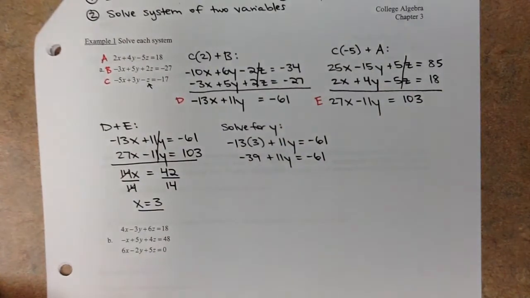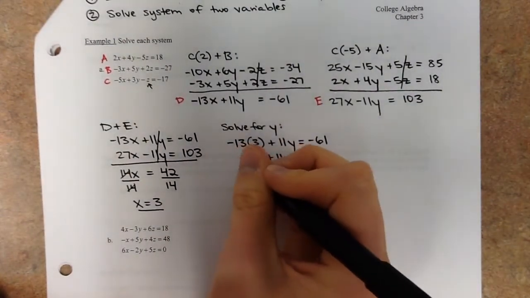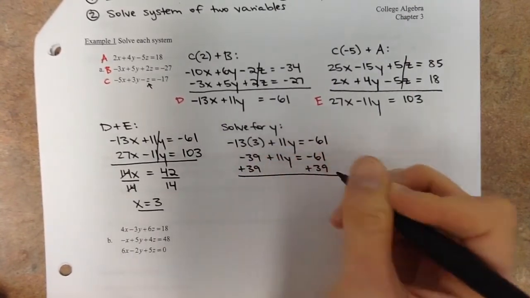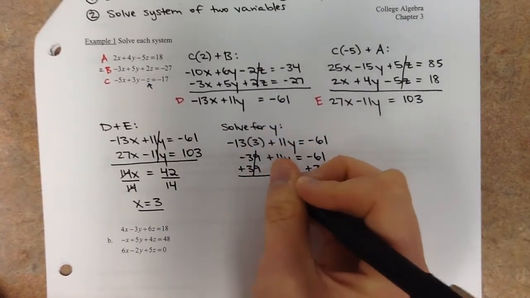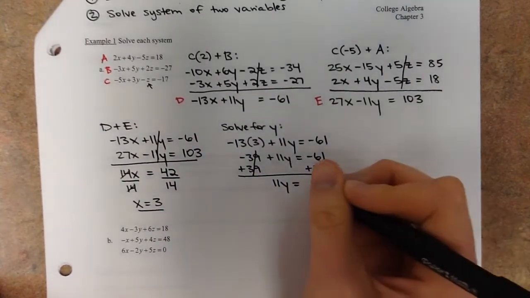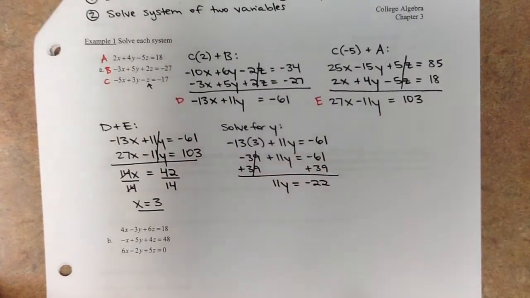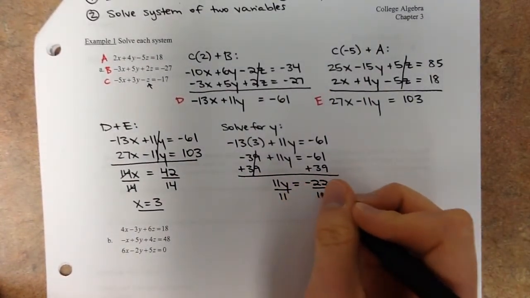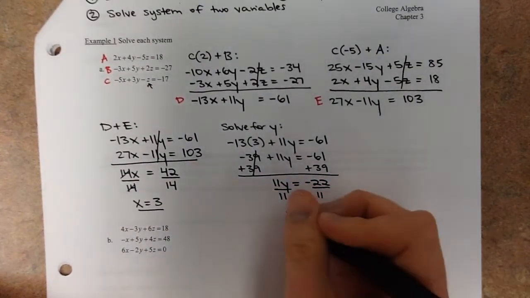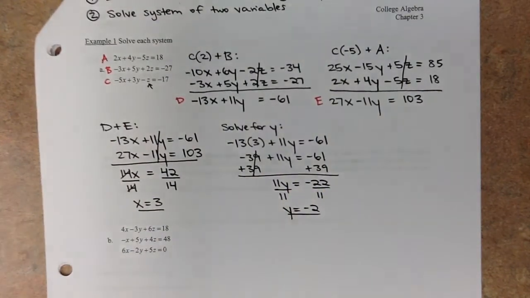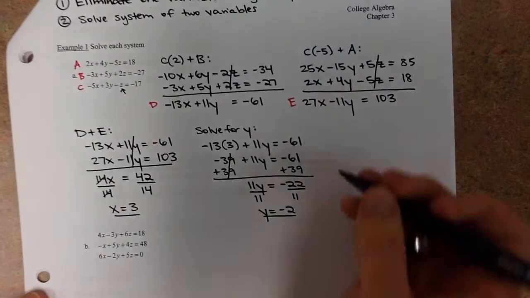So I'm working on getting the y by itself right now. So I'm going to add 39 to both sides. Okay, these will cancel. I get 11y equals, and then when I simplify this up, I get a negative 22. So last step to get y by itself is to divide both sides by 11. So I end up with a y value of negative 2. So now I'm 2 for 3. See how much faster that was? And then the last step is to solve for z.